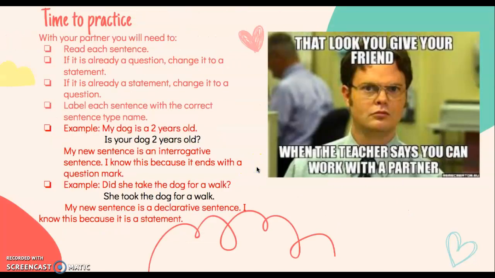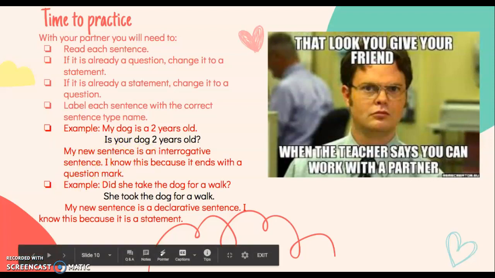All right, so you're going to practice with a partner now, or it's just going to be by yourself. So you're going to read each sentence. If the sentence is a question, you're going to change it to a statement. If it's already a statement, you're going to change it to a question. So you're kind of just making the sentence opposite of what it is. Okay, so for example, if your sentence said, my dog is 2 years old, you would change the sentence to, is your dog 2 years old? So my new sentence is an interrogative sentence. I know this because it ends in a question mark.